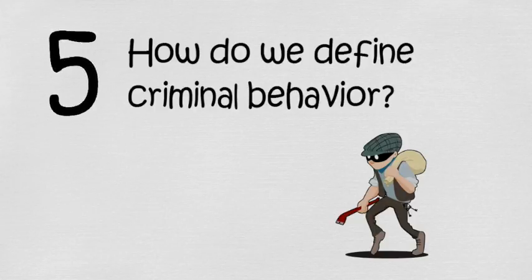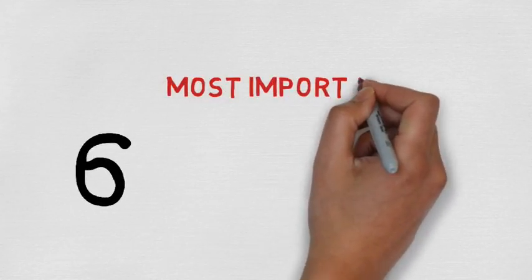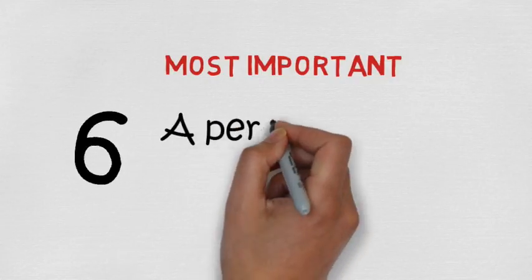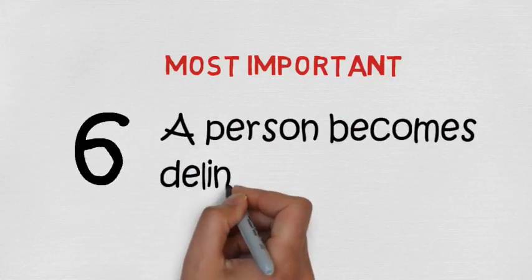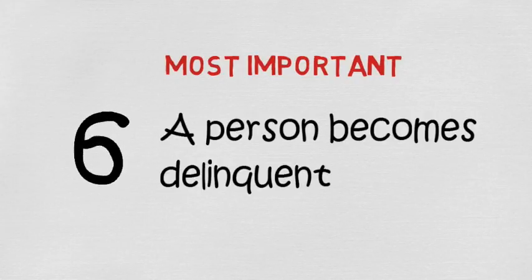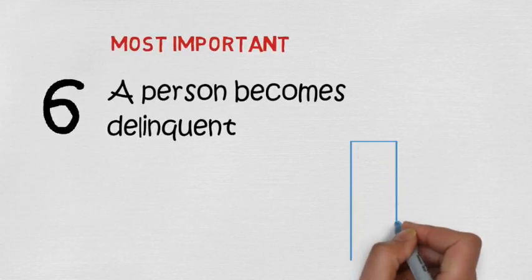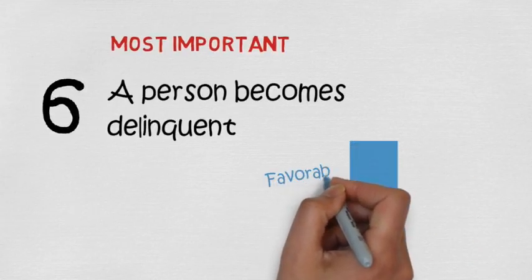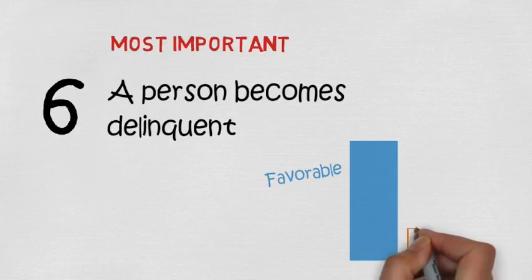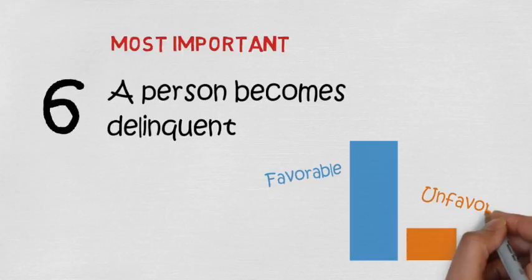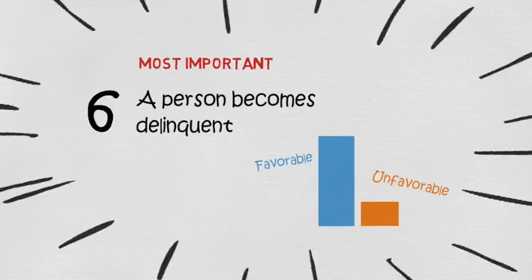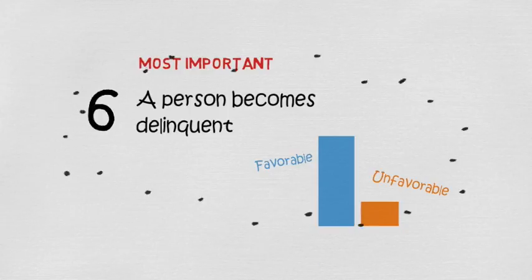Proposition 6, and the most important of all 9 propositions, is the idea that a person becomes delinquent due to what Sutherland calls an excess of definitions favorable to law violating versus unfavorable to law violating. In order for someone to commit a crime, they must have an excess of definitions favorable to breaking the law over an excess of definitions unfavorable to breaking the law. This is differential association in one single proposition. Now, while the theory is broken into 9, this is the foundation of the theory. This is exactly what differential association says.